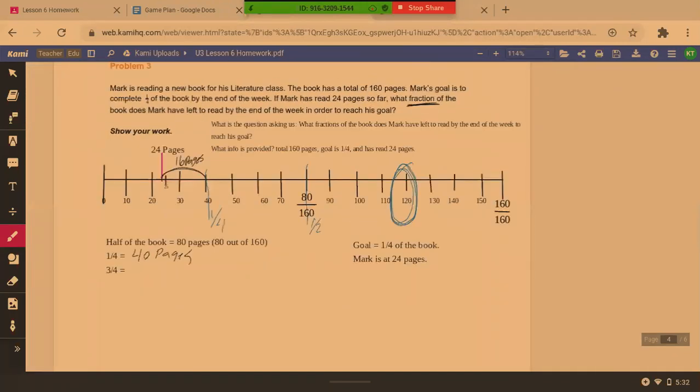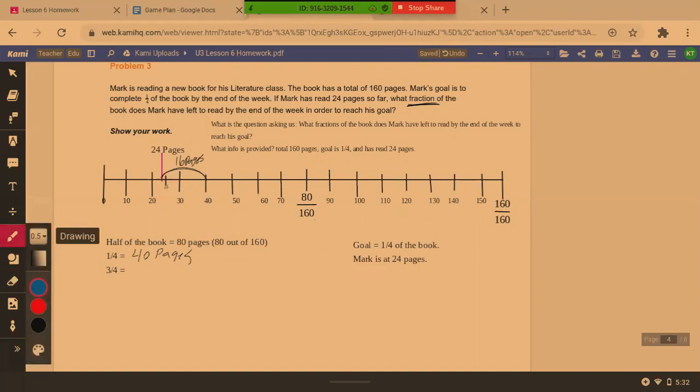Okay? So the question is asking us, what fraction of the book does Mark have left to read by the end of the week to reach his goal? His goal is 1/4. So what information is provided? We know that the total book is 160 pages. His goal is 1/4 of the book. And he so far has read 24 pages.